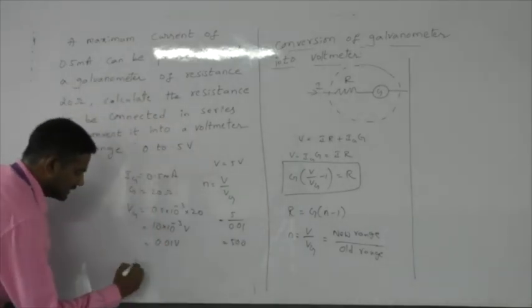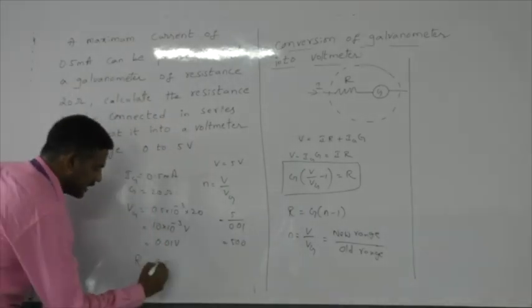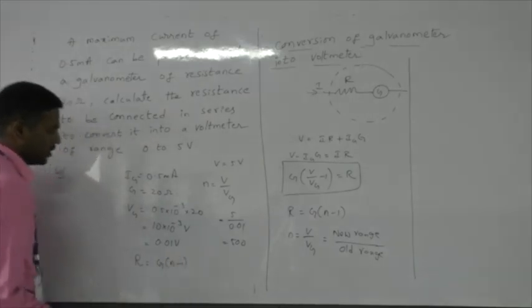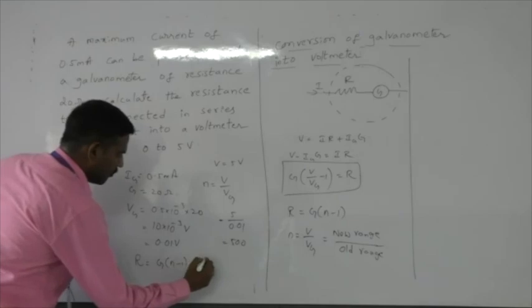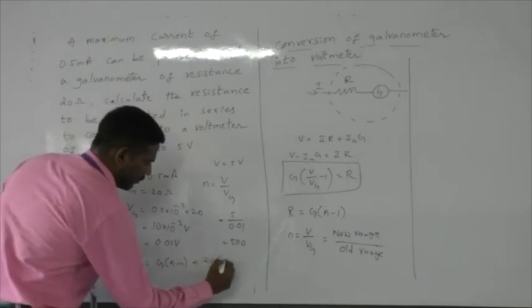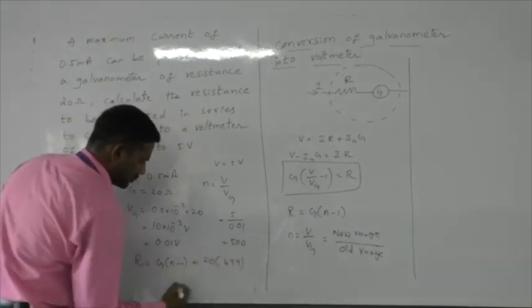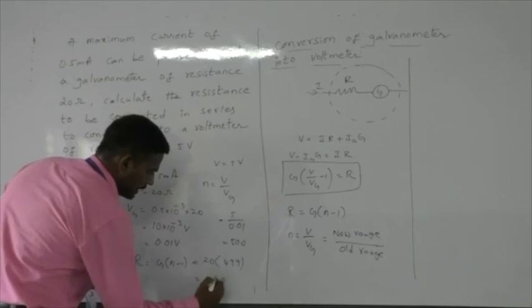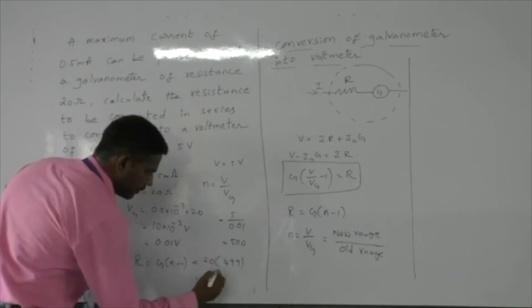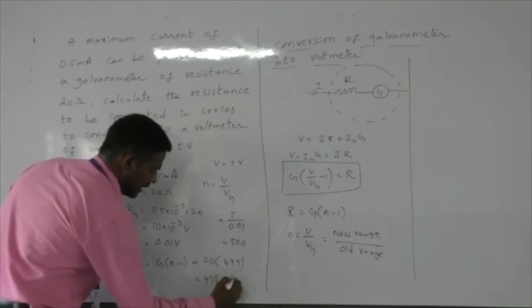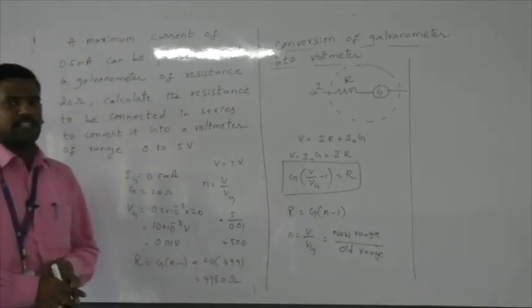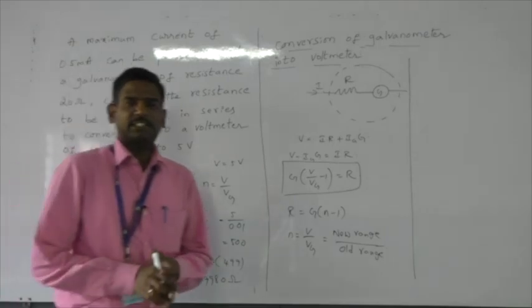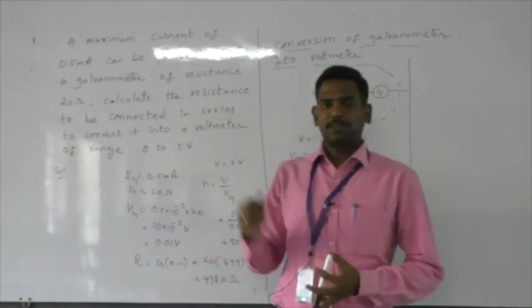Now what is the series resistance you have to connect? G times N minus 1. The G value is given as 20 ohms multiplied by 499, which will give you 9980 ohms. This is going to be the series resistance that has to be connected across it. And so in the next section we will continue with these problems. Thank you.